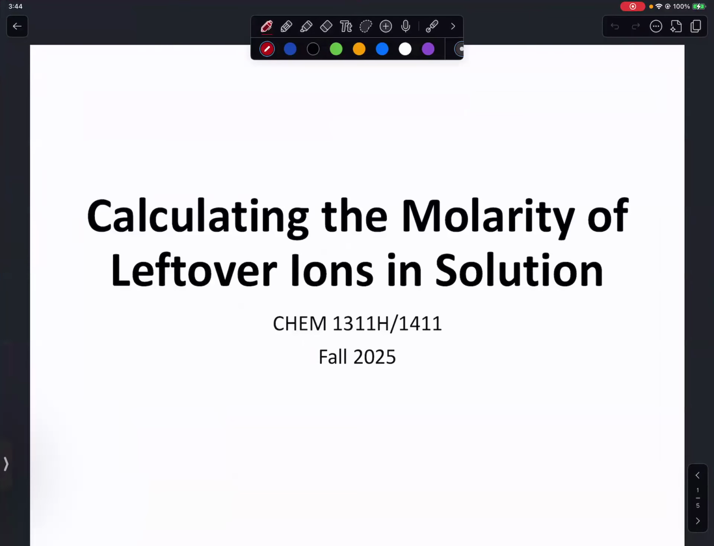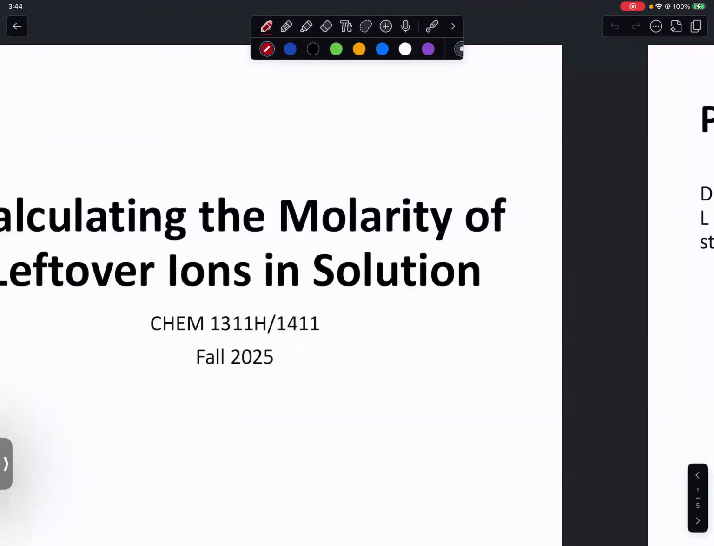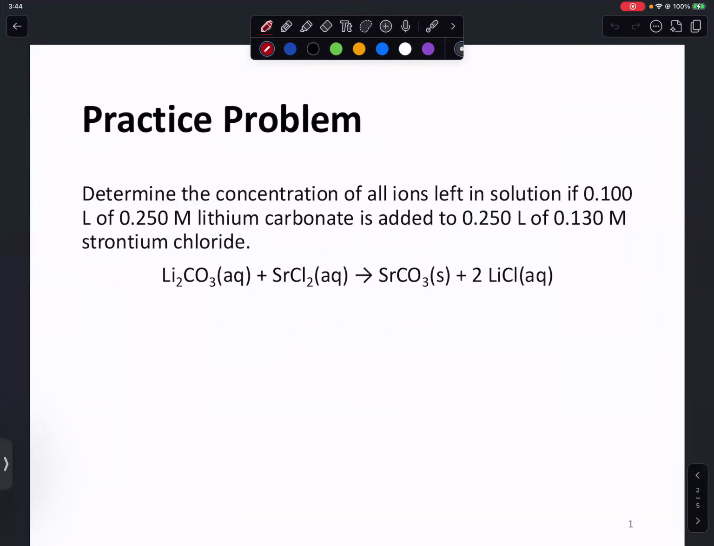In this video, we're going to learn how to calculate the molarity of leftover ions in a solution where a precipitation reaction occurs. Now, this kind of problem is longer in nature, and if you follow a similar procedure to what this video offers, you should be able to get the correct answer every time.